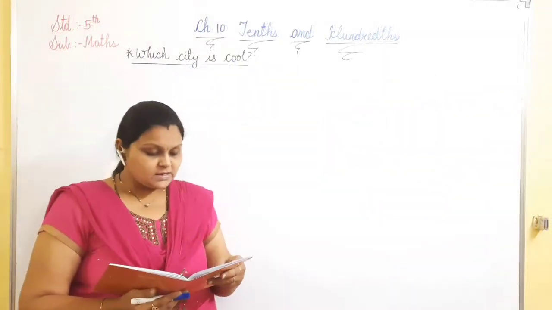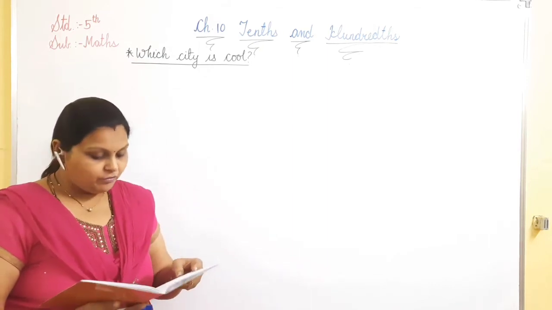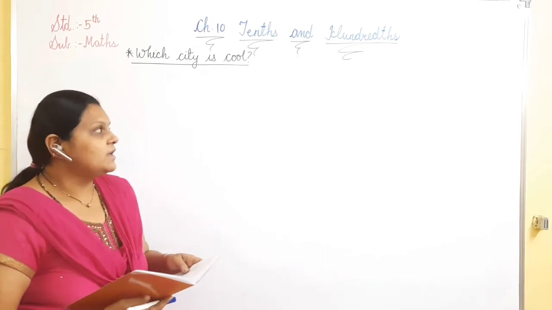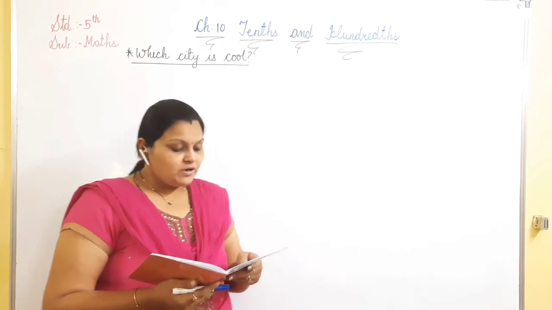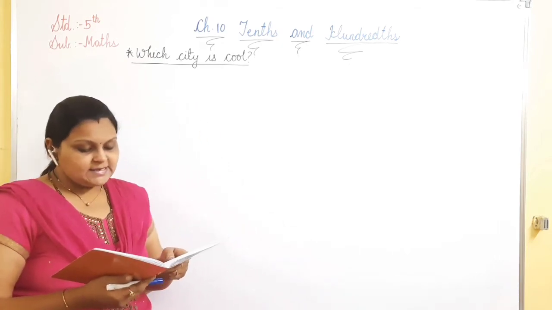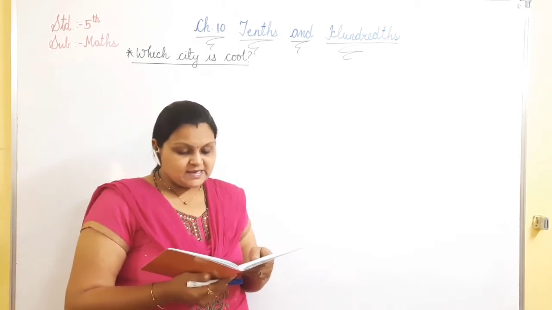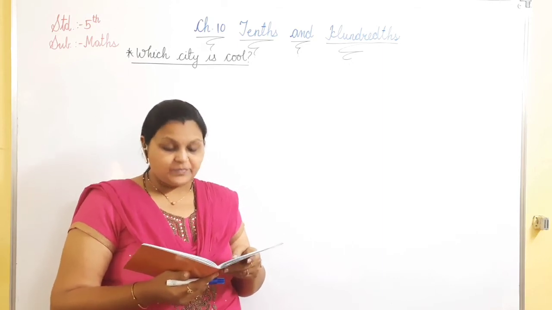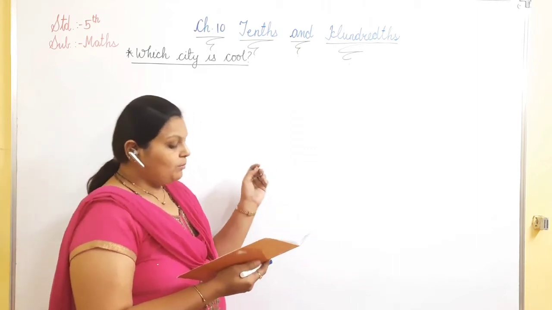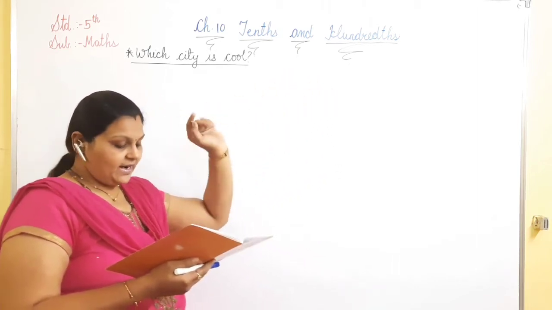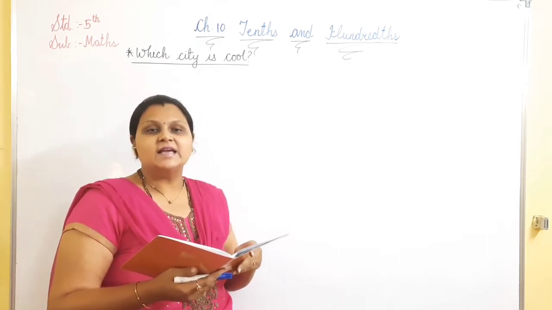Our next topic is which city is cool, given on page number 145. Here a map is given along with the temperature and different cities. First question is, which place had the highest temperature at 3 p.m.? Which place is the coolest at that time? Now here we have to check in the map that Mumbai had the highest temperature at 3 p.m. and that is 35.1 degree Celsius.